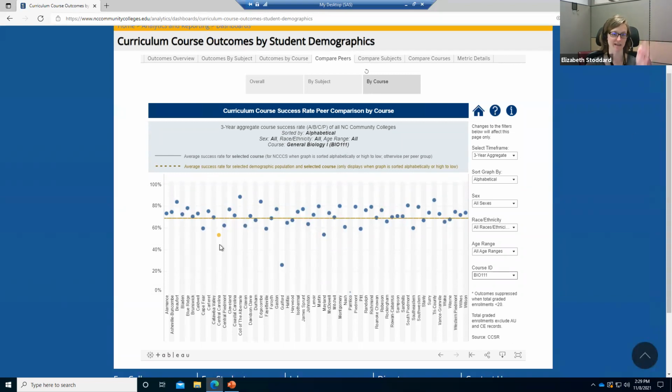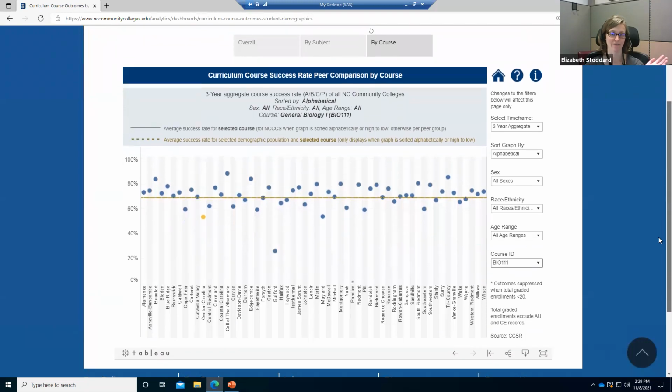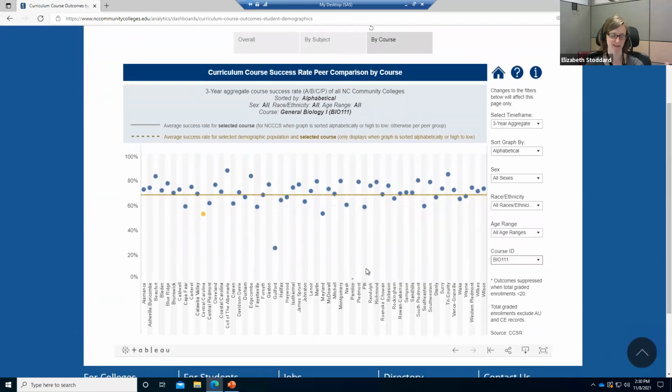And you can see the variation among all the different schools that are listed. One school here, one of our smaller schools, doesn't have a data point. They don't have a circle. There's a little asterisk on the bottom. That's an indication that they had fewer than 20 graded enrollments in Bio 111. So we're suppressing the data for Pamlico for this view.